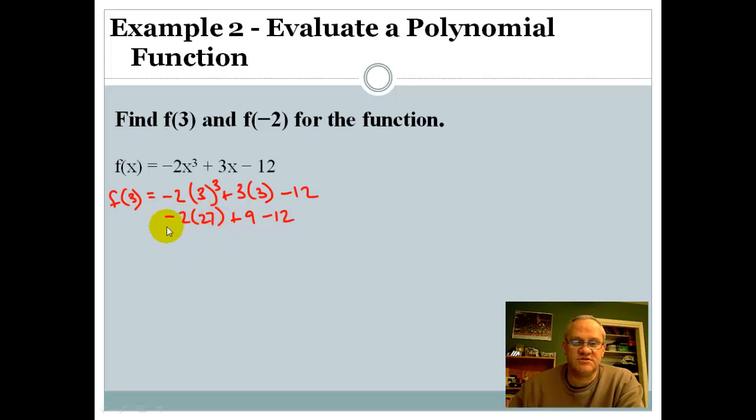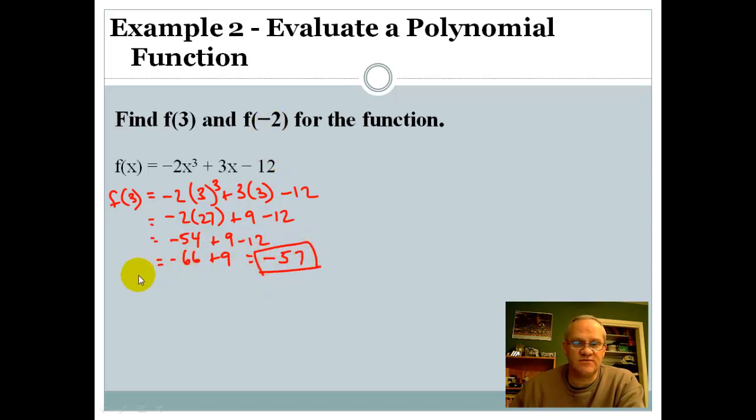And so 27 times a -2, looks like that's going to be a -54, plus 9 minus 12. And let's see here, I'm just going to combine the negatives first, so I can add them together. So that's a -66 plus 9, it looks like. And so then basically we're subtracting those, except our answer is going to be negative. And so that would be a -57. Okay, remember how we've done that before.